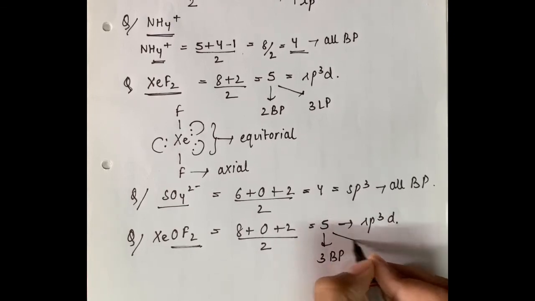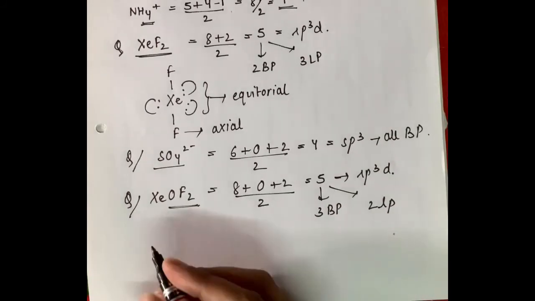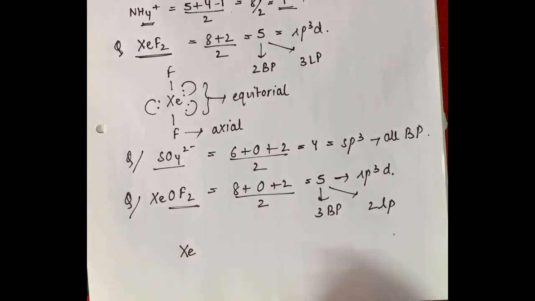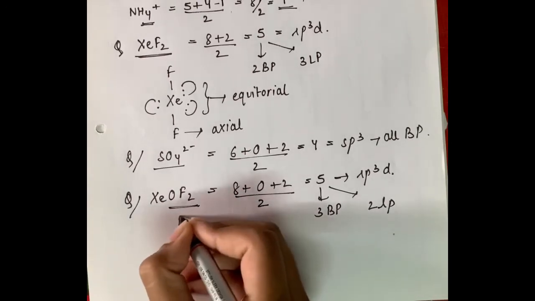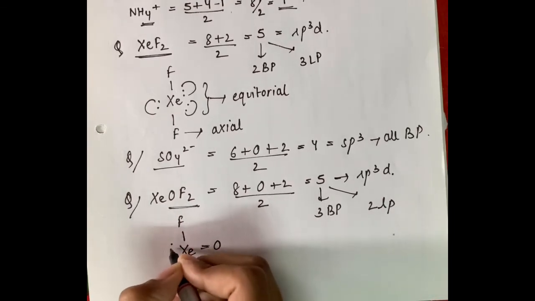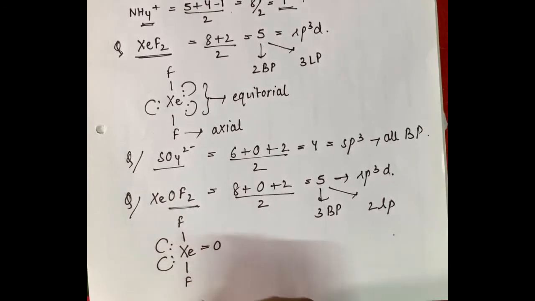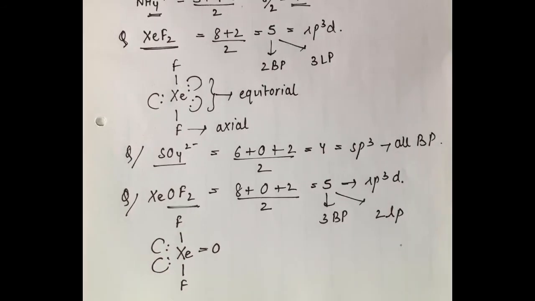What do you think will be the structure of XeOF2? Xe being the central atom will occupy the center position, and since fluorine is more negative than oxygen, fluorine will occupy the axial positions, whereas the oxygen and the lone pairs will occupy the equatorial positions. The geometry of XeOF2 will be trigonal bipyramidal, whereas the shape of XeOF2 will be T-shaped. Do remember that in case of the shape, the positions of lone pairs aren't considered.